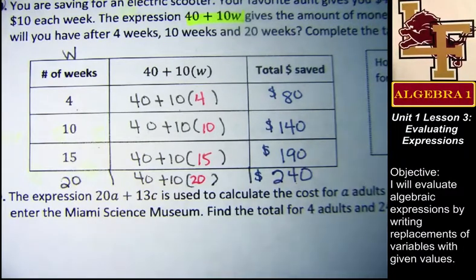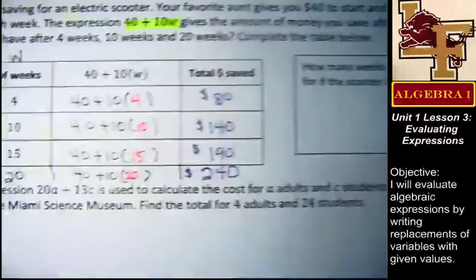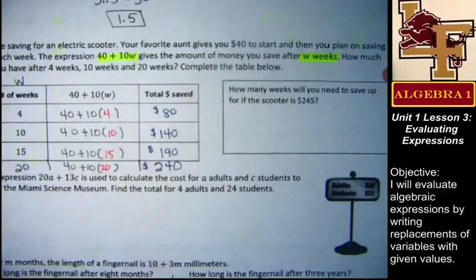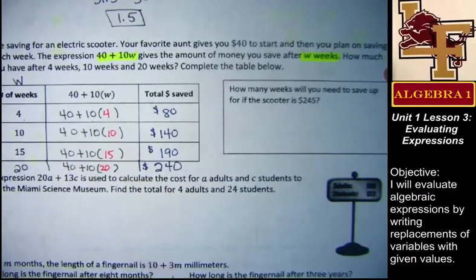We can see very clearly how much money I would have. I haven't started saving yet, okay? But I know how much money I would have in 20 weeks, okay? The question says, how many weeks will I need to save up in order to buy the scooter if it costs $245? Like 3 weeks.